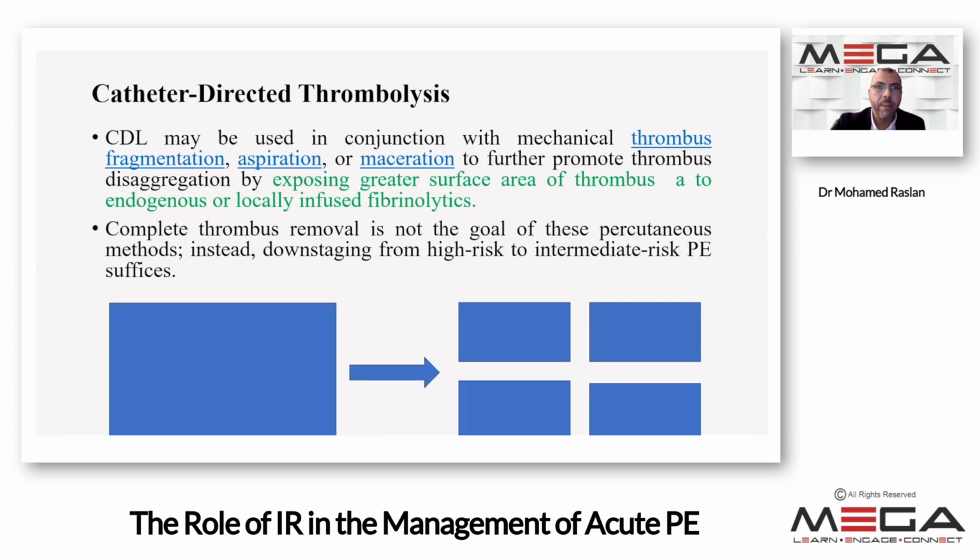So catheter-directed lysis may be used in conjunction with a mechanical thrombus fragmentation, aspiration, or maceration to further promote thrombus disintegration by exposing a greater surface area of thrombus to endogenous or locally infused fibrinolytics. Complete thrombus removal is not the goal of this percutaneous method. Instead, downstaging from high risk to intermediate risk BE suffices. As you can see here, this is a large thrombus.